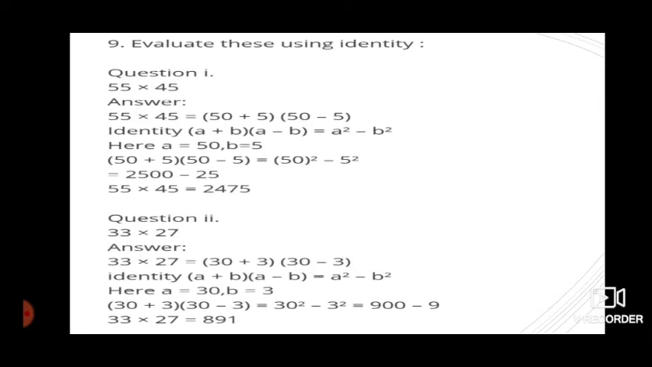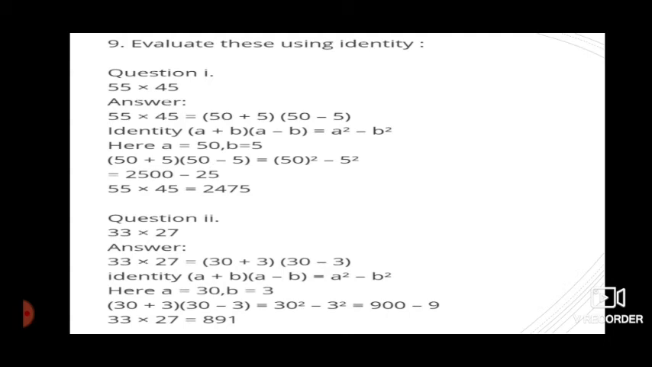So now, 55 we can write as 50 plus 5, and 45 we can write as 50 minus 5. Now it is looking like a plus b into a minus b. So what can we write? a square minus b square. Here a is 50, b is 5. Now apply: a square 50 square, minus b square 5 square. So 50 square is 2500, minus 5 square, 5 into 5, 25. Now we get 2500 minus 25. If we do subtraction, we get 2475.